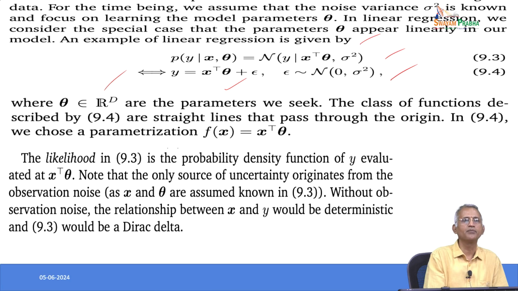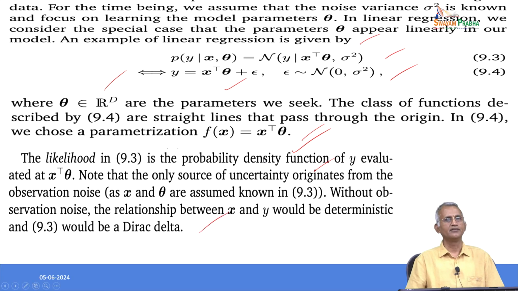In equation 9.4, we choose a parametrization f(x) = x^T θ. So the likelihood in 9.3 is a probability density function of y evaluated at x^T θ. Note that the only source of uncertainty originates from the observation noise. Without observation noise, the relationship between x and y would be deterministic and would be a Dirac delta.